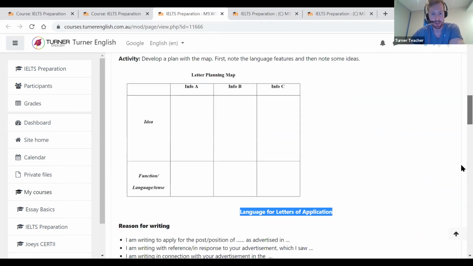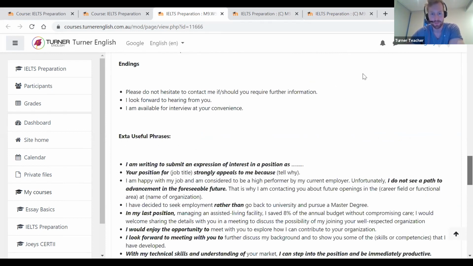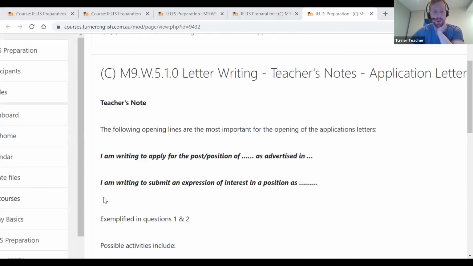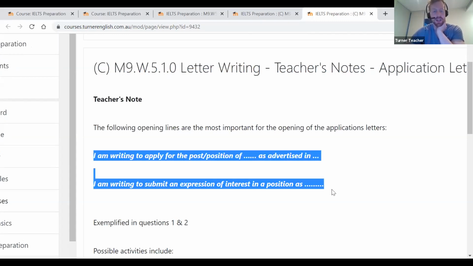Because there is a lot of writing here, I think you guys should have two sentences which are the most important. When you're writing a letter of application, there are two sentences which are the most important to include. So you're applying for a job, and you can use either of these two sentences. Richie, can you read those for us?